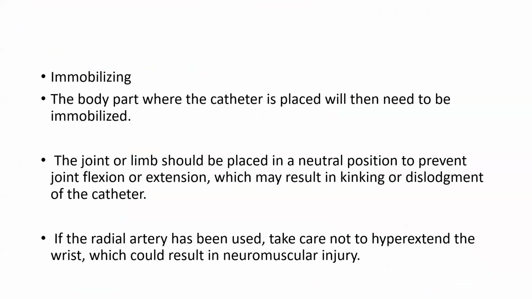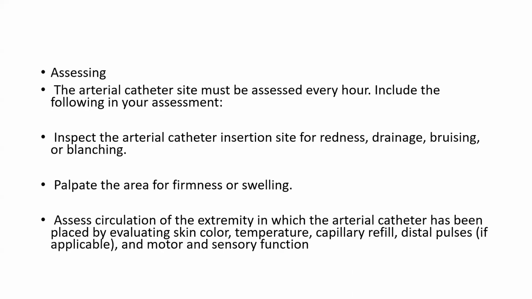The joint and the limb should be placed in the neutral position to prevent joint flexion and extension, which may result in kinking and dislodgement of the catheter. If the radial artery has been used, take care not to hyperextend the wrist, which could result in neuromuscular injury.